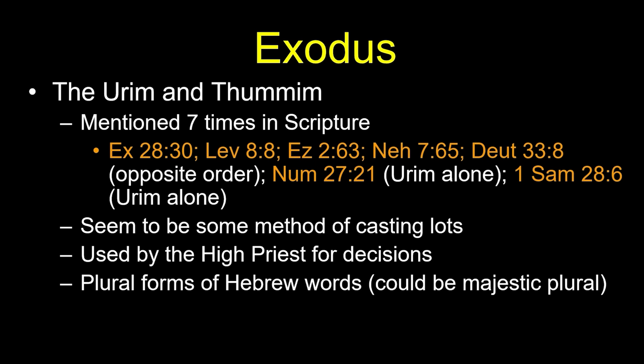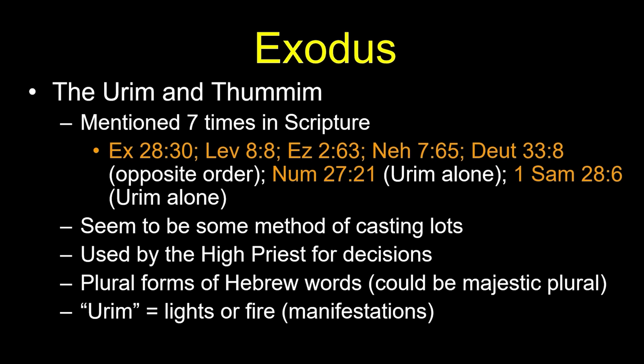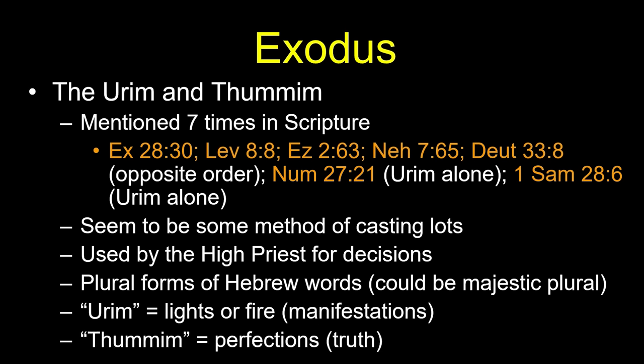Now, we know that the two words are plural. Thummim and Urim are plural forms of the Hebrew word, but it could be a majestic plural. It's possible for a singular item to be spoken of in the plural, a rhetorical way of giving something emphasis or majesty. The word Urim actually means lights or fire. Thummim means perfections. This is typically translated lights and perfections. What might be closer to the significance of these might be manifestations and truth.